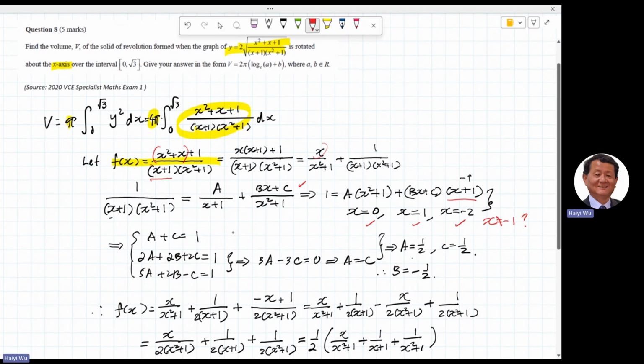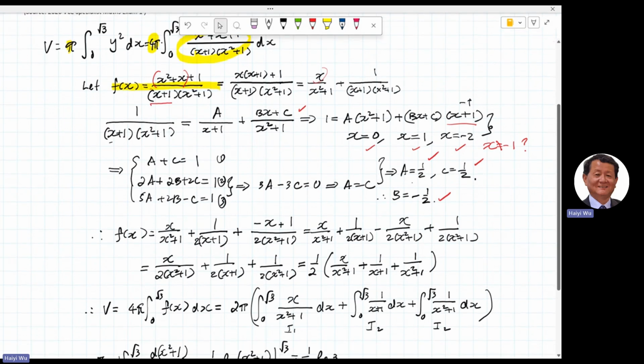So I'll establish three equations, 1, 2, 3, and solve them simultaneously. I've got three answers: A is half, C is half, and substituting into any of the equations, B is negative half. So therefore my f(x) becomes three fractions: first, second, and third. Now the third one I'm going to further separate into two fractions, negative x combined with the other, so I'm going to put those two together as this.